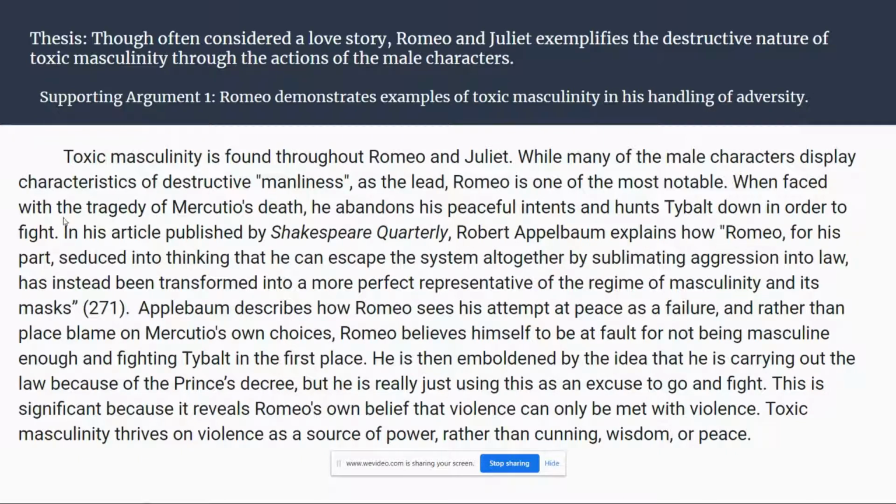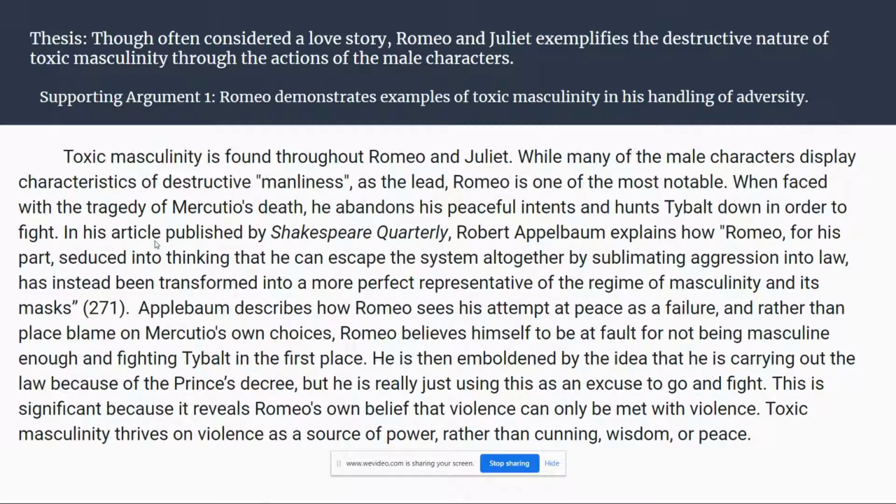If we were to put a slash here, we have the end of the setup. We've identified where the paragraph is headed. We've sort of clearly labeled the most important parts of this. It's about Romeo. It's about this idea of toxic masculinity. And we're going to now set up, or introduce, the evidence. So that means we have the signal phrase. So the signal phrase begins here.